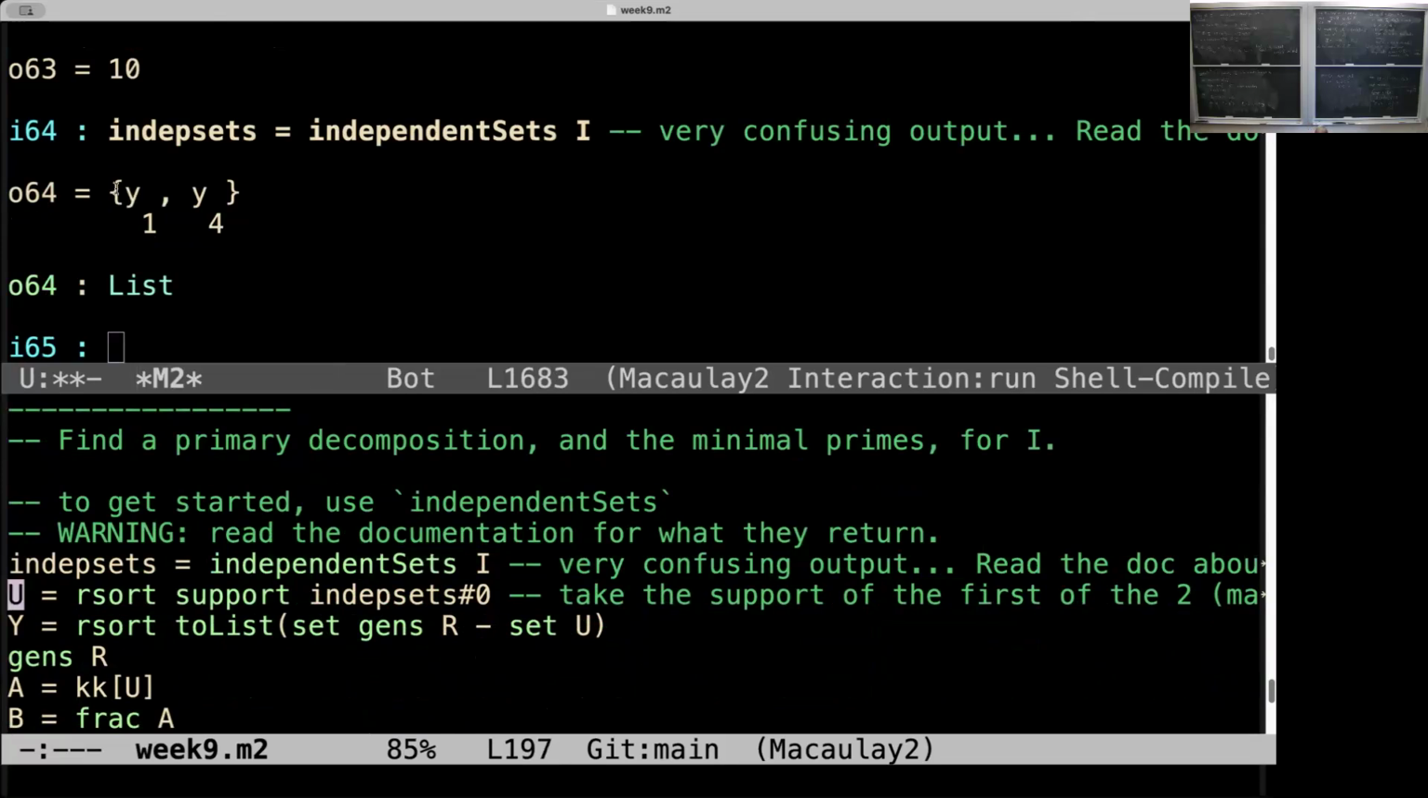This y1 comma y4 makes it seem like y1 comma y4 is an independent set, but it's not. Usually you get a set of monomials, square-free monomials. It would be y1 times y3 times something. And the independent set is the support of the first one. This makes sense, actually. So maybe at the board, I should say what's happening.